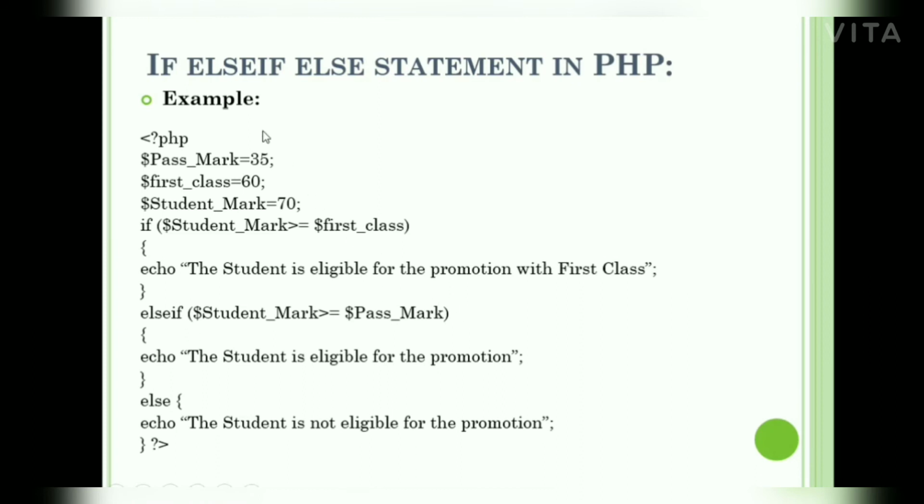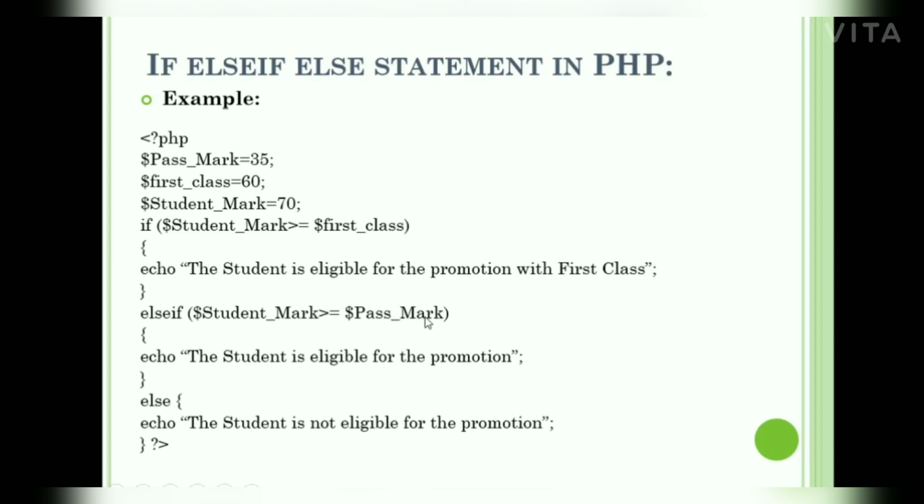Let us see an example. The pass mark is 35, first class is 60, but the student mark is 70. If the student's mark is greater than or equal to first class, that is 60, we have to display the student is eligible for the promotion with first class. Else, we have to check with another condition. Student mark is greater than or equal to pass mark.